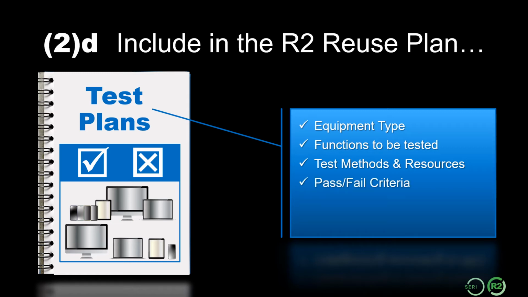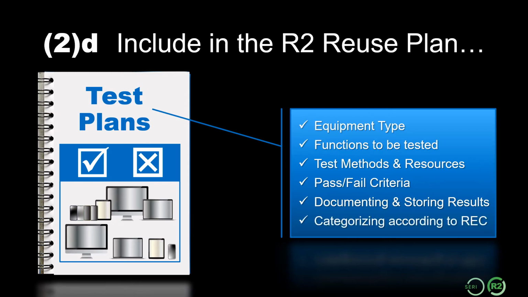The pass-fail criteria must also be defined in the test plans, along with the methods for documenting and storing the test results. Test plans should also include categorizing equipment according to the REC after documenting test results. These test plans can be spelled out in work instructions for each equipment type. A careful reading of the structure and categories in the REC will greatly assist an R2 facility in creating their test plans.